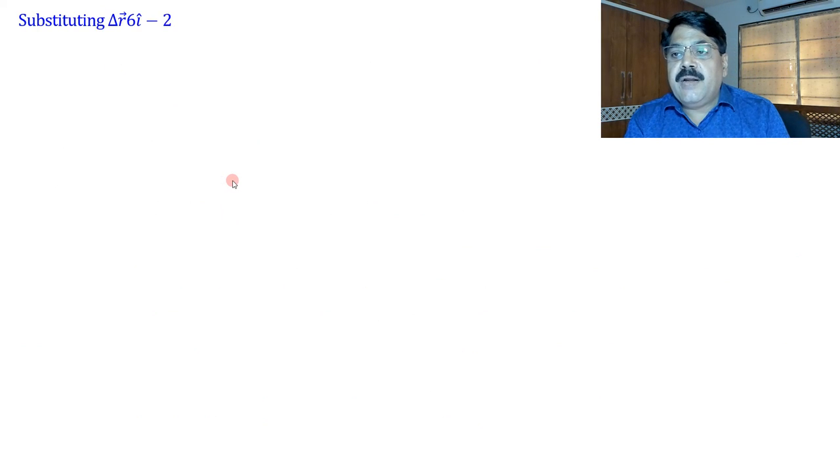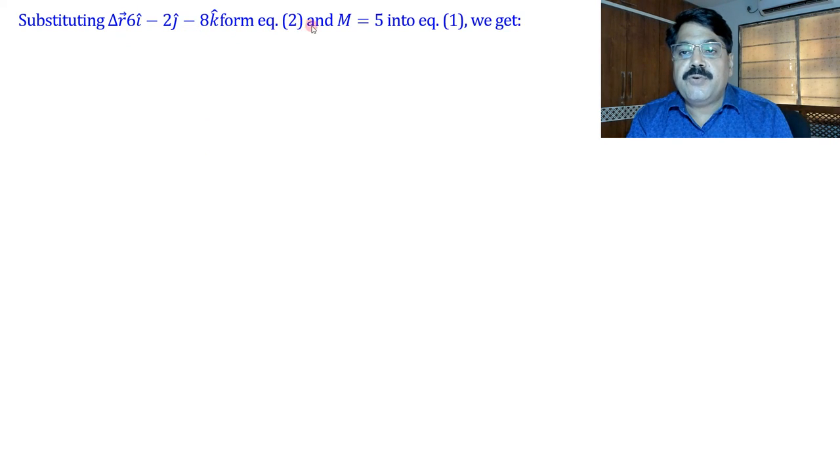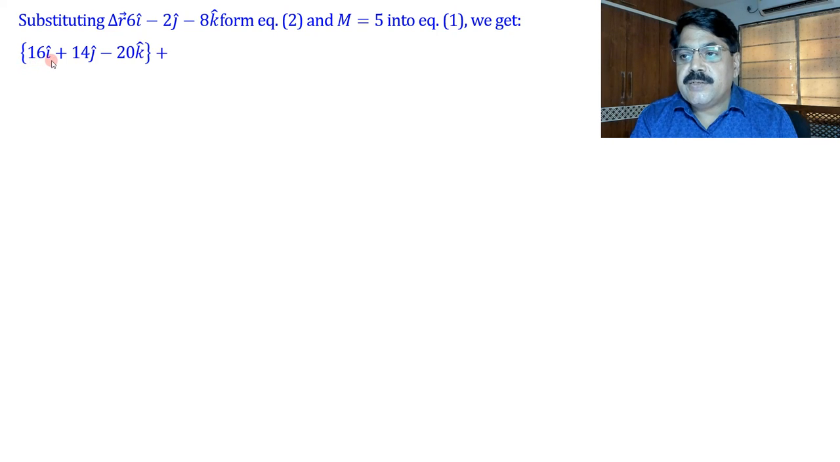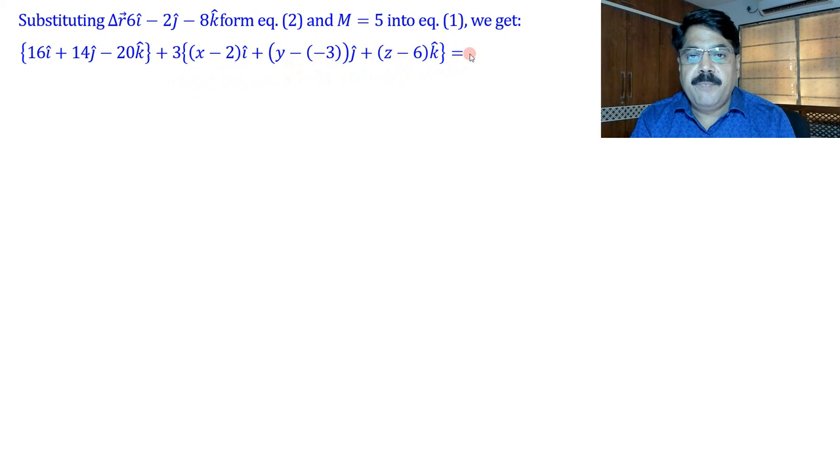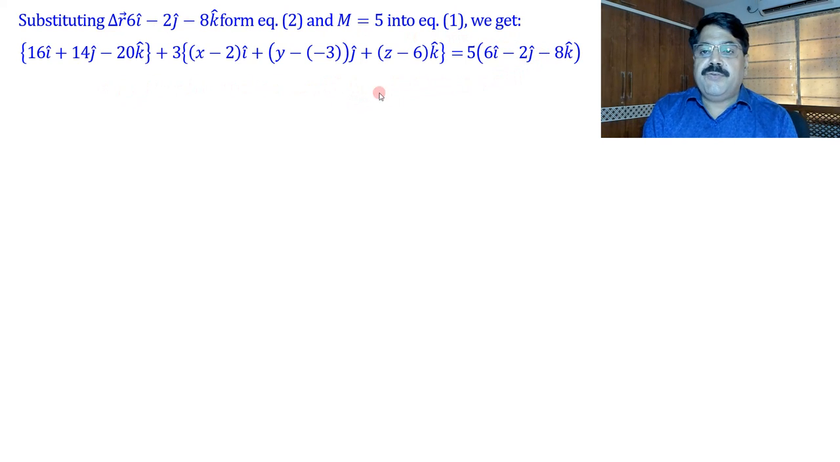Substituting delta RC is equal to 6 i cap minus 2 j cap minus 8 k cap from equation 2 and m is equal to 5 into equation 1, what do we get? The first term was 16 i cap plus 14 j cap minus 20 k cap, and the second term we are keeping intact. So the mass 5 into 5 into 6 i cap minus 2 j cap minus 8 k cap. Now by solving this equation, we can find x, y and z, all the coordinates.